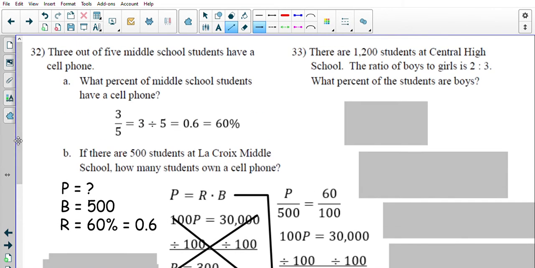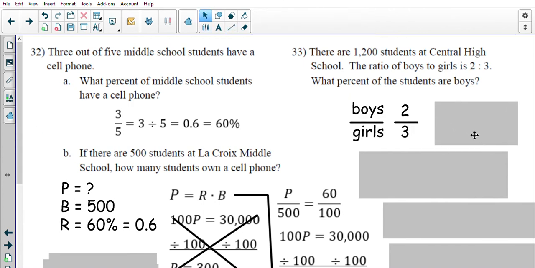So 33 is kind of a weird question. There are 1,200 students at Central High School. The ratio of boys to girls is 2 to 3. What percent of the students are boys? So this means that the ratio of boys to girls, 2 to 3. For every 2 boys, there's 3 girls.